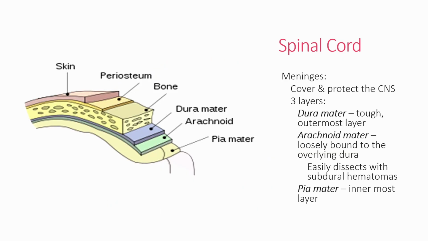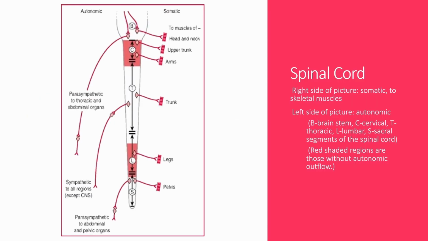Spinal cord, we have our meninges, the 3 layers. Dura is the outermost layer, arachnoid, and then the pia mater is the closest in. Our spinal cord itself: the right side of this picture is talking about the somatic part, all going to your motor system. The left side is your autonomic part. Again, the nervous system has to do the autonomic part, parasympathetic, sympathetic, and the motor system as well.